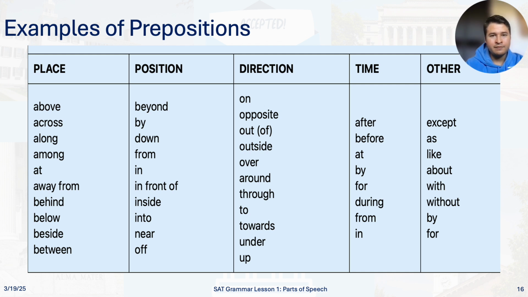Now, here you have more examples of prepositions. Here you have the place, position, direction, time, and other. For place, you can see above, across, along, among. For position, beyond, by, down, from, in. Direction, on, opposite, out of, outside. For time, you have after, before, at. And for other, you have except, as, like, about, with, without, by, and for. This is by no means the most exhaustive list of prepositions, but it helps you get an idea of how you can classify them, okay?